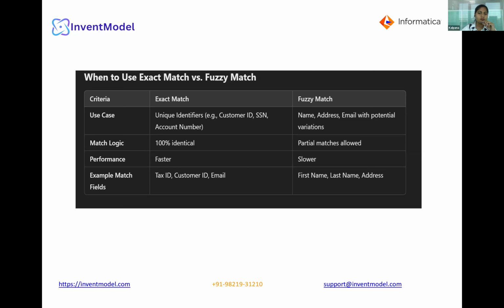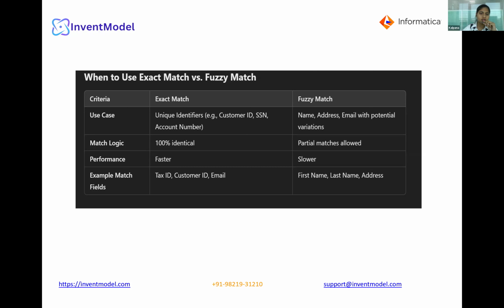And fuzzy match, they are partially match allowed. Here we can allow the partial match. On the basis of performance, exact match is faster because it is 100% identical. That's why it is faster. And fuzzy match is slower because it is partial match.